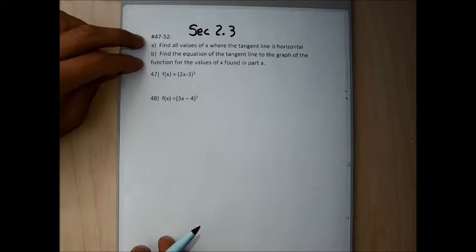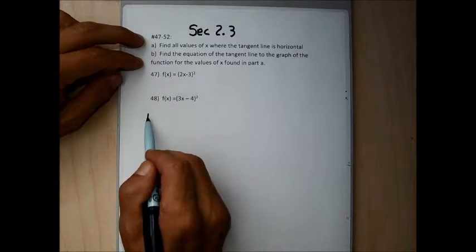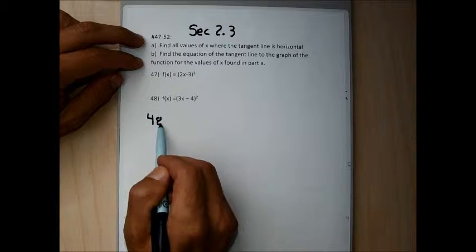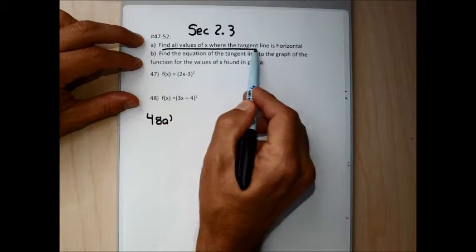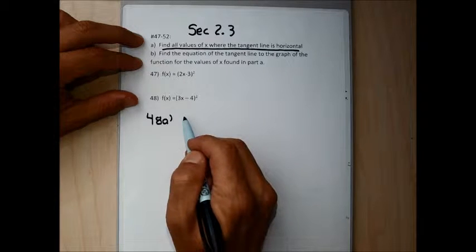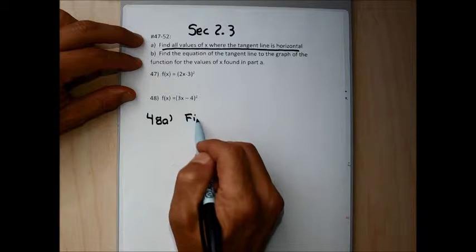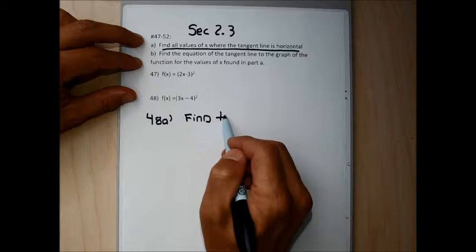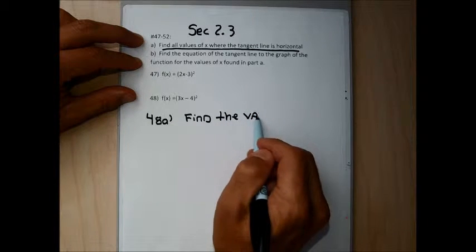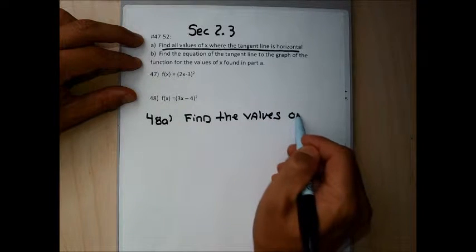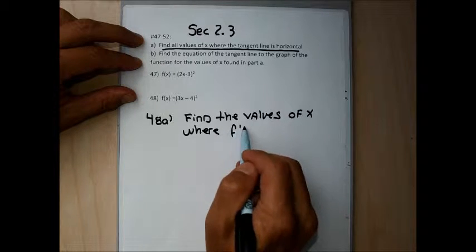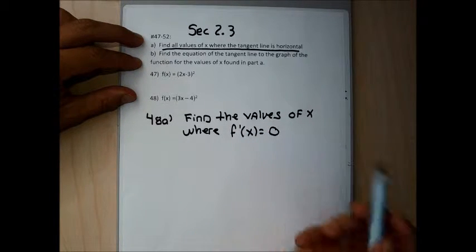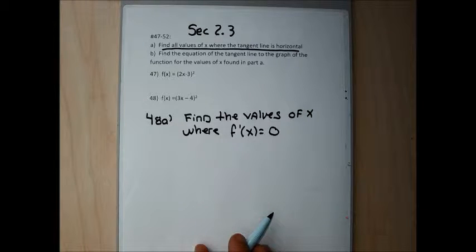So we have 3 evens and 3 odd problems left. The instructions for each of the problems have a part A and a part B. Part A asks me to find all values of x where the tangent line is horizontal, and we've done that in the previous couple sections. To do part A, basically we have to find the values of x where the derivative is equal to 0. And so I'll do that first for problem 48, and then I'll talk about part B.